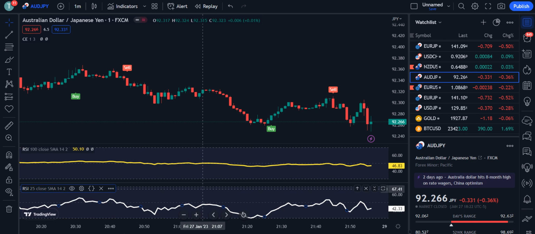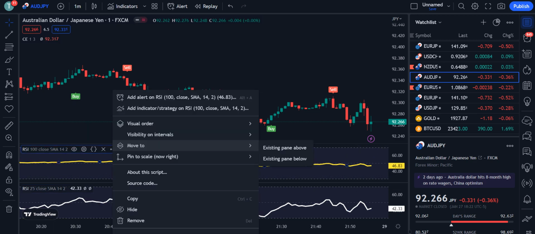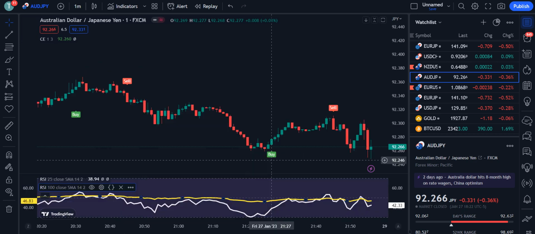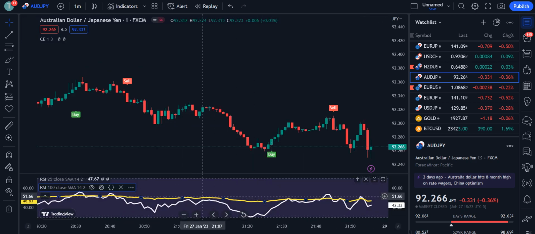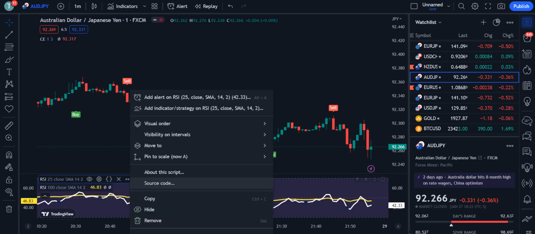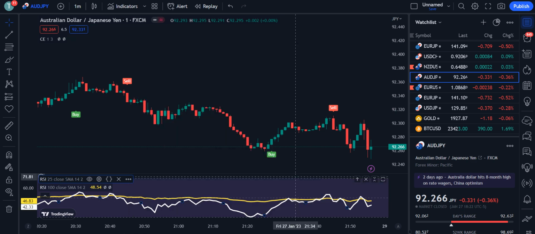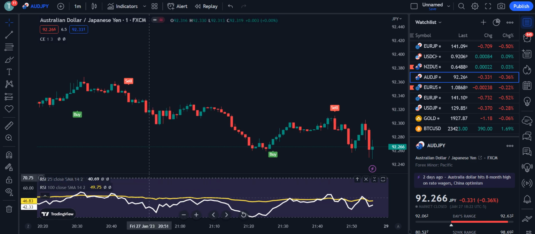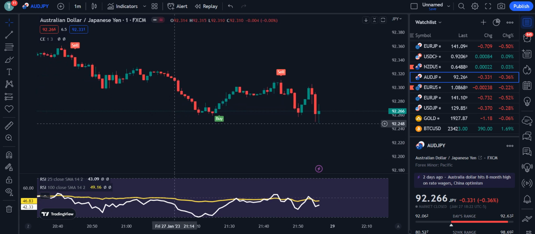Now these both are settled, but we will go into the more option of the first RSI, and we have to click on move to, and we will click on existing band below to merge both of these RSIs. Again we will go into the more, and we have to click on pin to scale now A, then we have to click on pin to scale Z, and now the setting is complete.